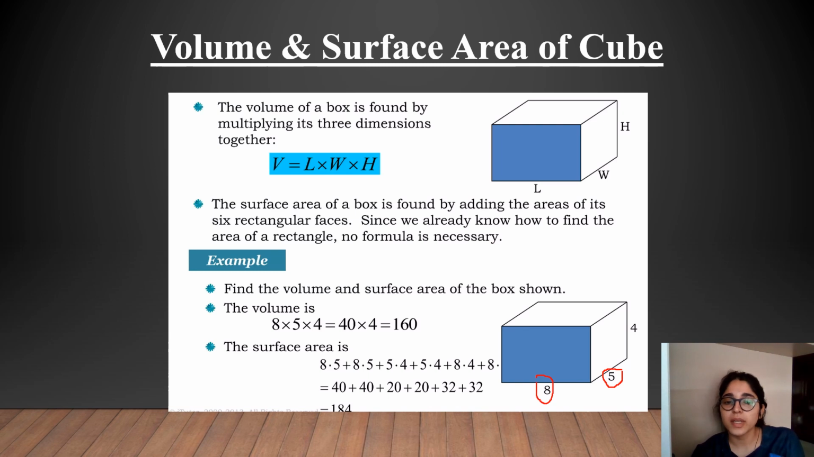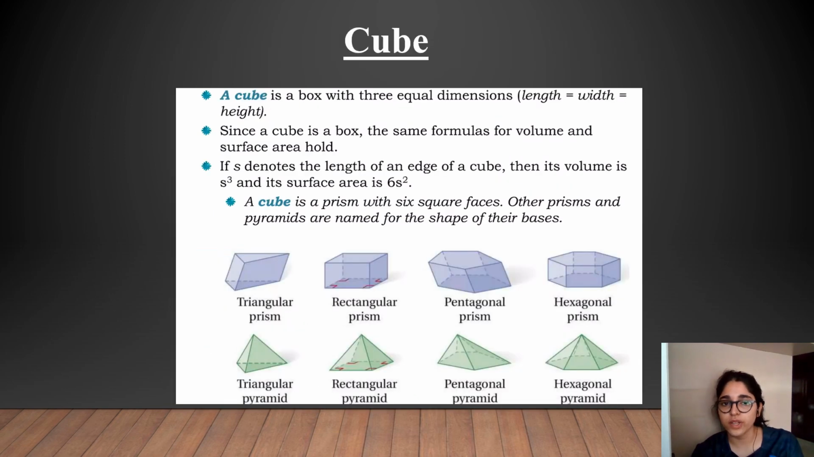So we multiply the two rectangles that are present. It will be 8 multiplied by 5 and 8 multiplied by 5. The other faces will be 5 multiplied by 4 and 5 multiplied by 4. And the last faces will be 8 multiplied by 4 and 8 multiplied by 4. You add all these values and then you get the surface area of the rectangular box.